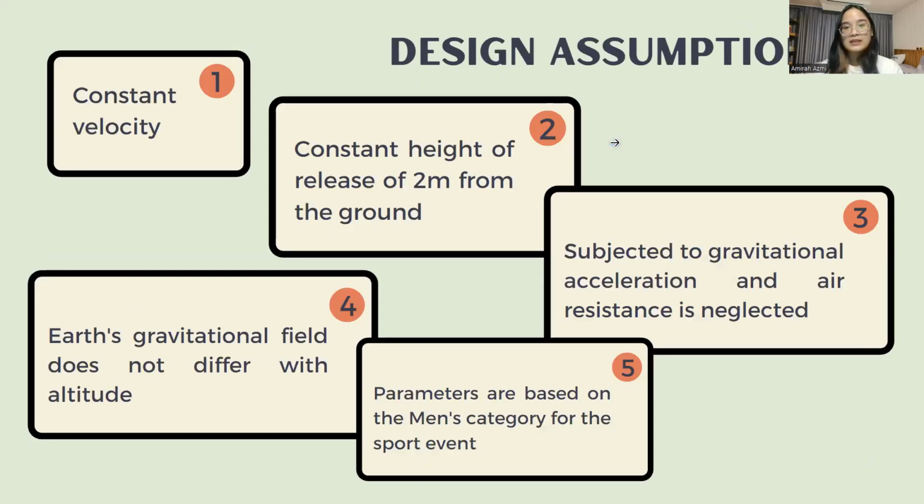For the design assumptions, the first is that the initial velocity will be constant. The second assumption is that the height will also be constant, which is 2 meters from the ground. The third is that it is subjected to gravitational acceleration, and the air resistance is neglected. The fourth assumption is that the Earth's gravitational field does not differ with altitude. And lastly, the parameters are based on the men's category for the sport event.